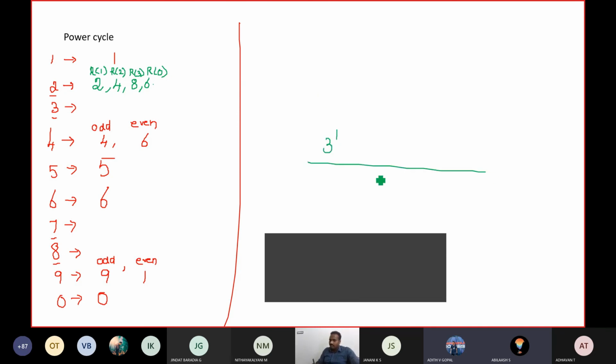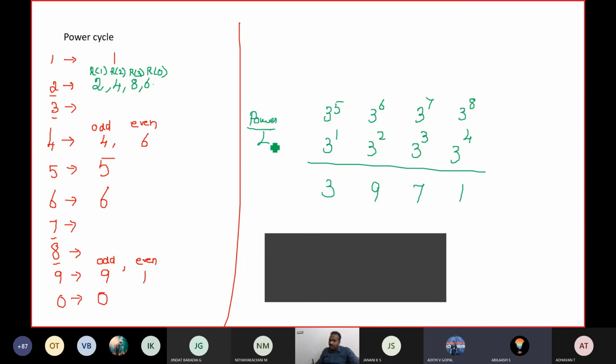3 power 1 is 3, 3 square is 9, 3 cube is 27, so 7. 3 power 4 is 81, so 1. 3 power 5 is 243, again 3. So it goes on just like our 2's case. It goes on like this, again the same concept.